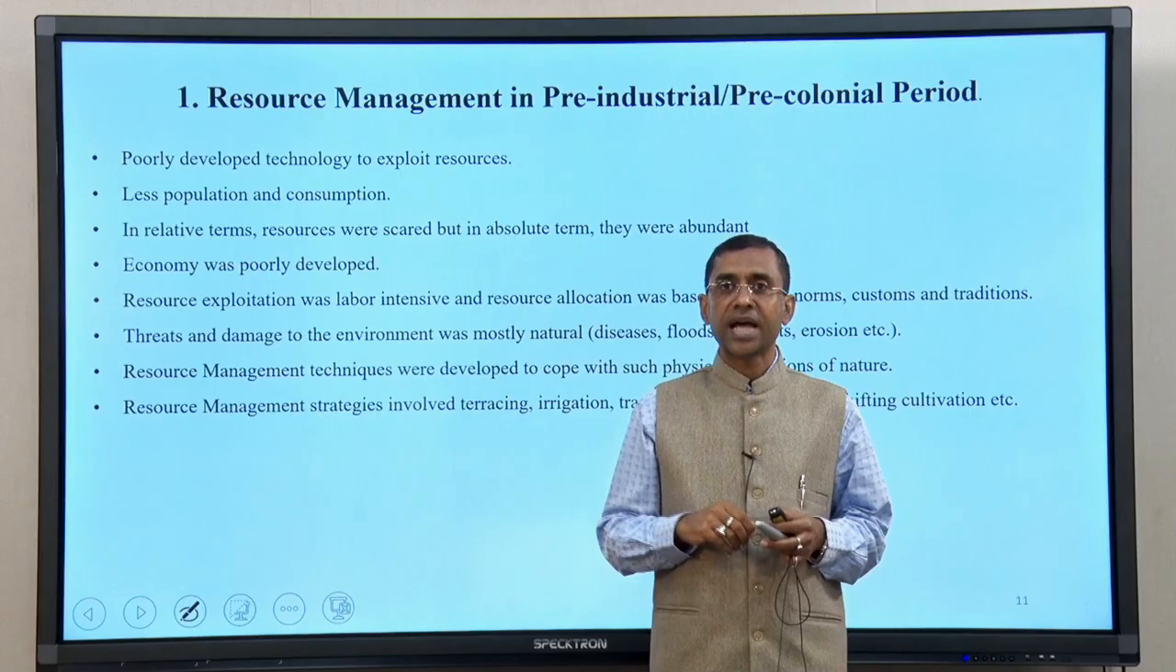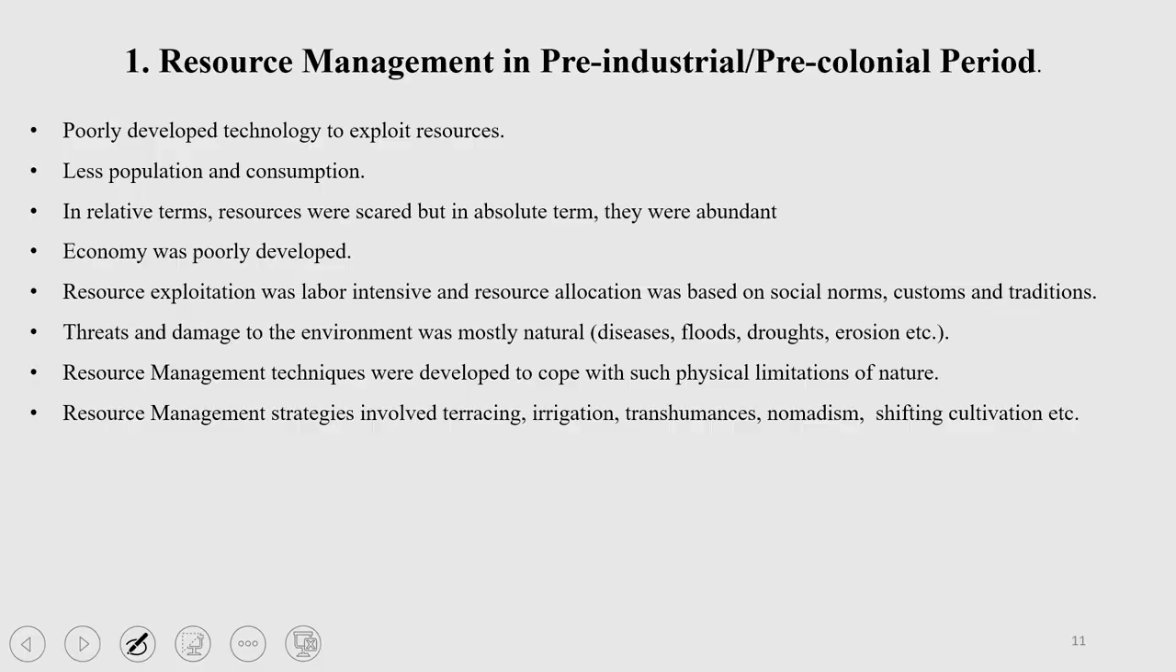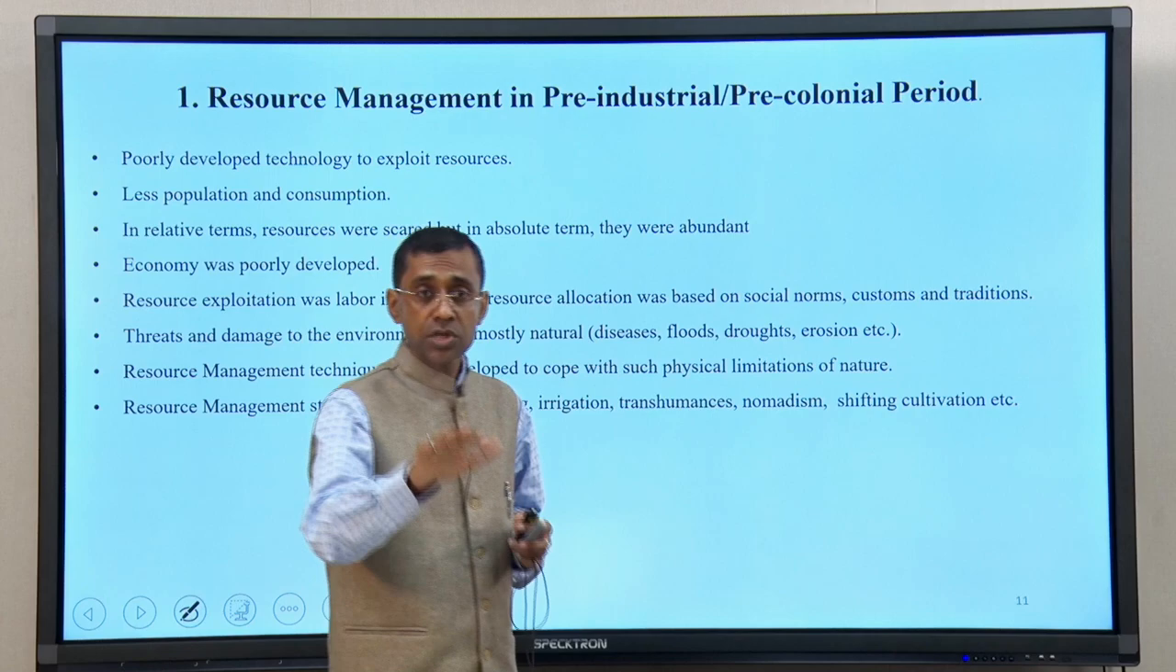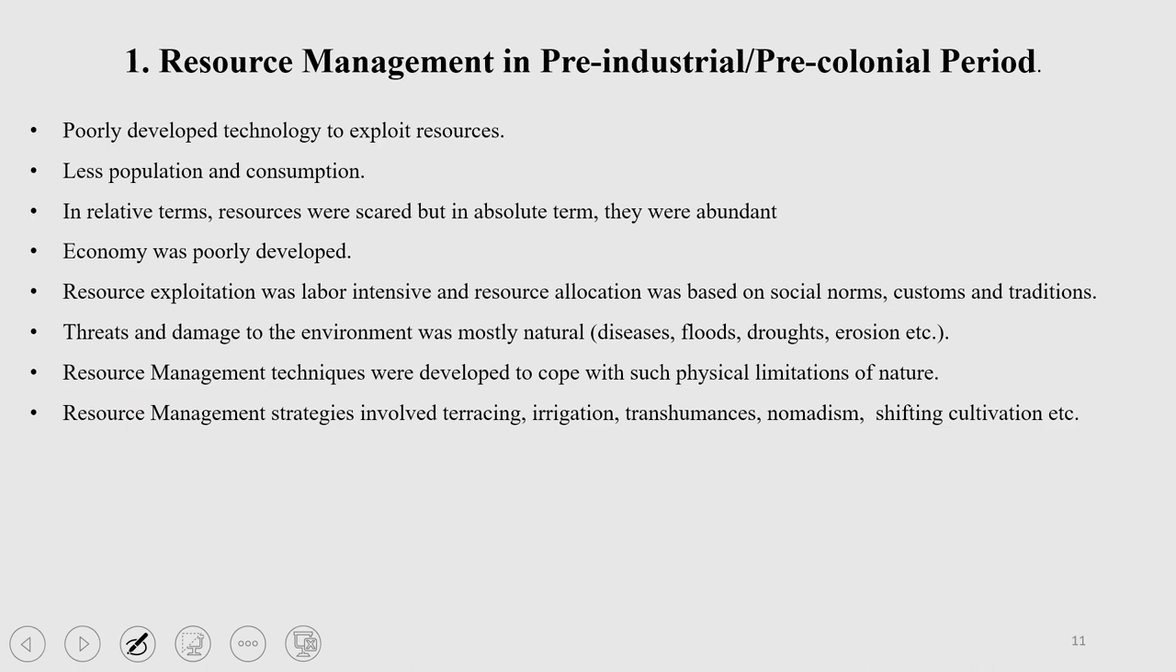If you look at the pre-industrial, pre-colonial period, there was very poorly developed technology, no technology itself you can say, to exploit the resources available in the country. And that's why India was full of resources when the British came here. You might have studied in history, this country was full of natural resources. Population was less, consumption was low. So resources were in plenty, unutilized. Economy was very poorly managed. Resource exploitation was not optimum. So resources were available in excess, and that attracted others to come here.